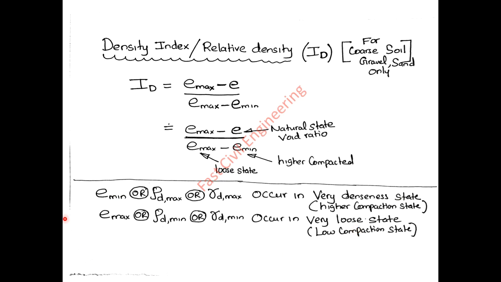Low state, e maximum. So the density index ID is equal to e max minus e over e max minus e minimum. Here e means the natural state void ratio. E max is the void ratio in the loose state. E minimum is the void ratio in the higher compacted state.